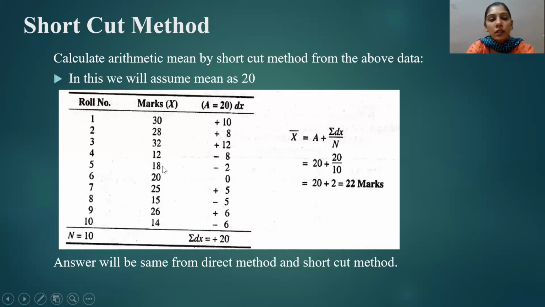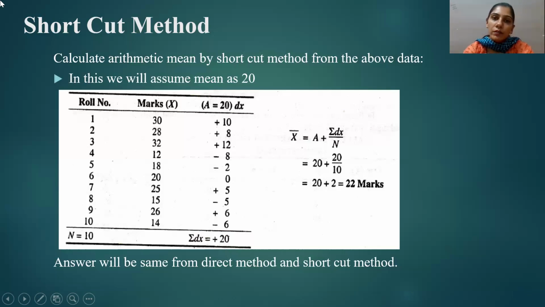After that, 18 minus 20 is minus 2, 20 minus 20 is 0, 25 minus 20 is 5, and so on. So these are the values of dx which we have calculated by subtracting the assumed mean from the marks, from the value x. Now we have to calculate sigma dx. Basically, sigma is a sum.